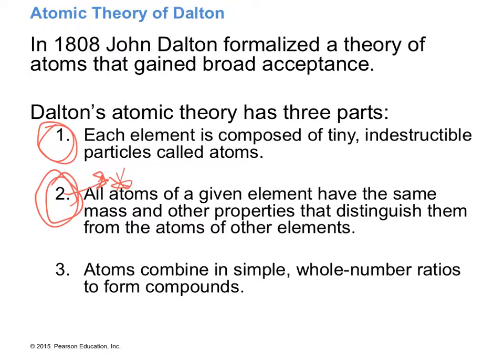And then, once again, atoms combine in simple whole number ratios to form a compound. That's why we have two hydrogens that go together with one oxygen to make water, and four hydrogens that go with one carbon to make methane gas. And that's true. You can't have half of an oxygen or half of a hydrogen. It doesn't work that way.